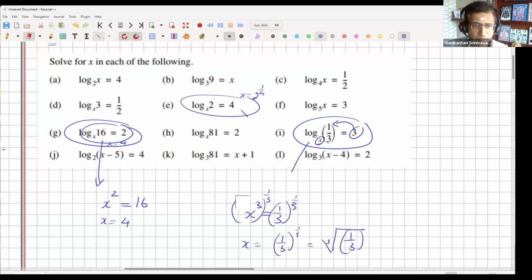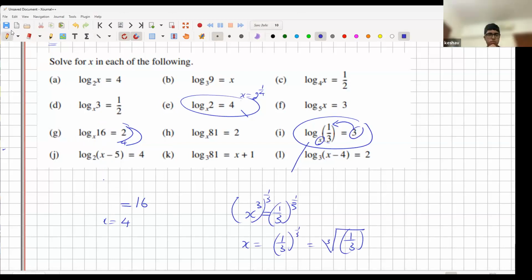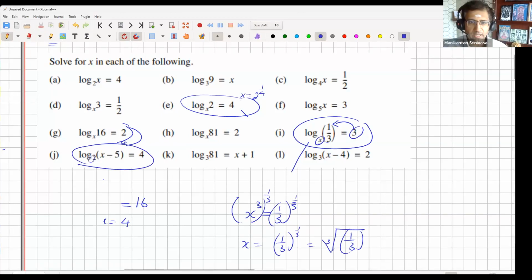Keshav, can we do question J? 2 to the power 4 is 16, so x is 21. X is 21, right? So fairly straightforward. 2 power 4 is 16, x is 21. Okay, let's move on.